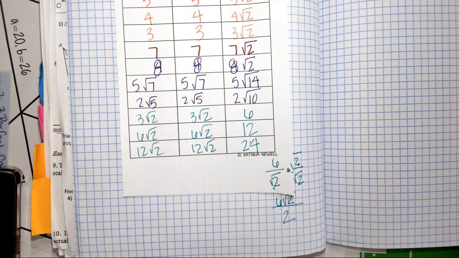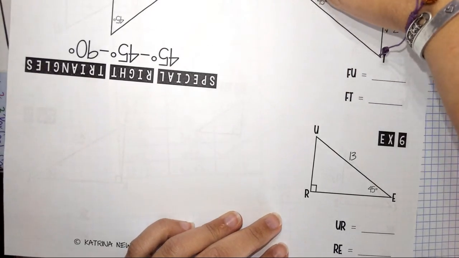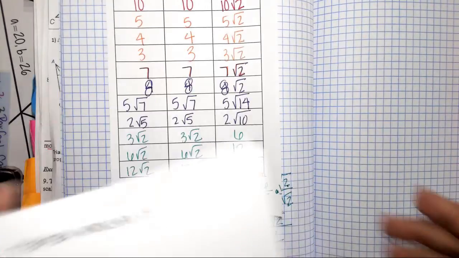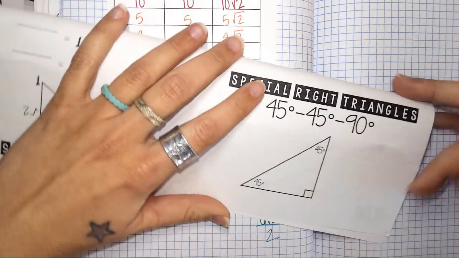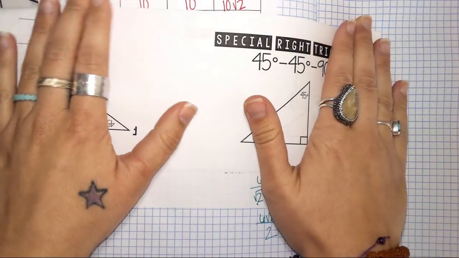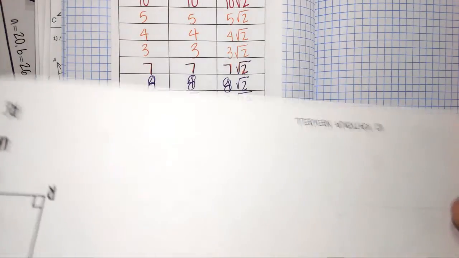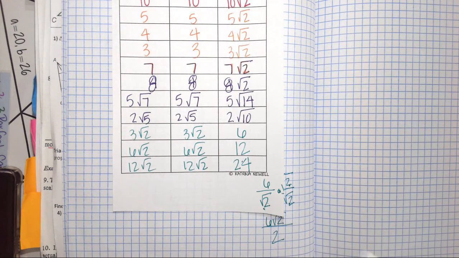Okay, so now what we're going to do is apply it to a foldable and work out some problems. Foldable. It's a strong word for something that's amazing. All right, so you're going to have it like this, and then you fold it in half. Like two hot dogs.